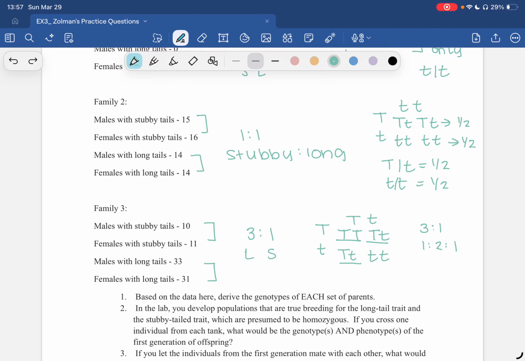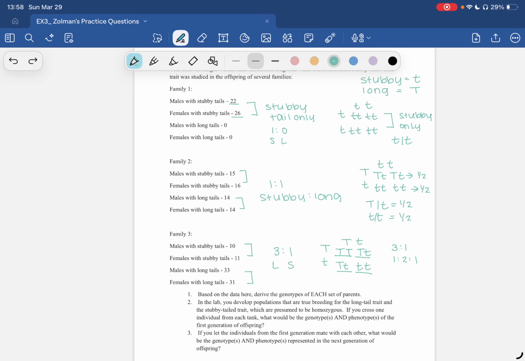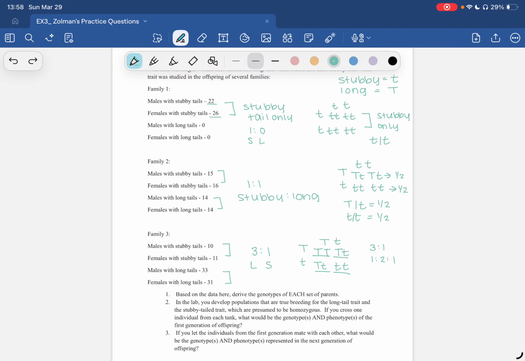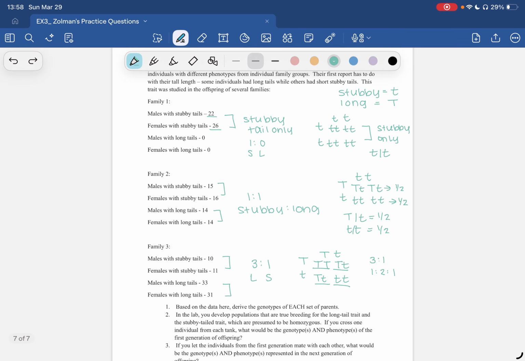However, your 3-to-1 comes from these 3 right here. So your homozygous dominant and your heterozygous individuals would appear the same because they all have that dominant or capital T long-tailed trait. So that is how they would physically look, all the same, giving you that 3. So again, start looking at your ratios, start memorizing what different outcomes, like what crossing certain things will give you, and that should help as well.